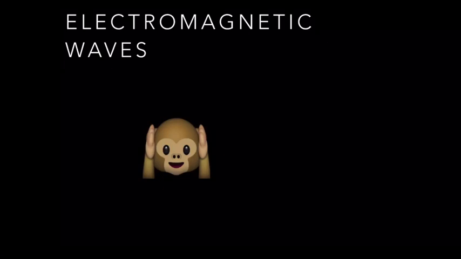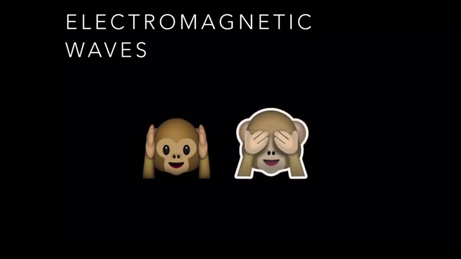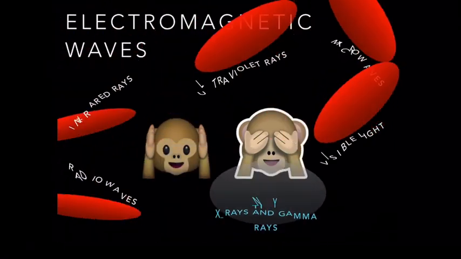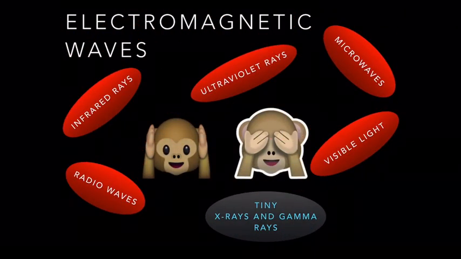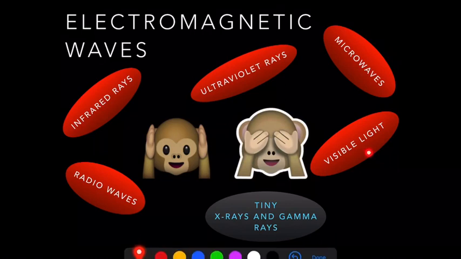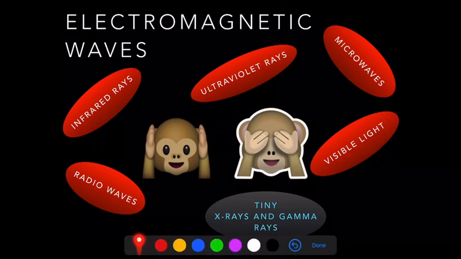And electromagnetic waves, we can't hear them or see them. Okay, there are different types of waves. Here are some of them. We have infrared, ultraviolet rays, microwaves, visible light, radio waves, and tiny waves that would be X-rays and gamma rays. Okay, we will see them one by one in the next slides. Okay, have you heard about them? Let's start.